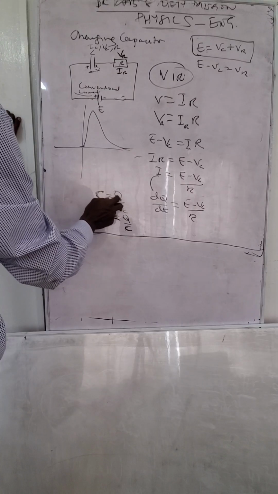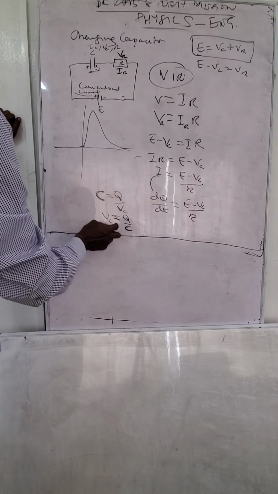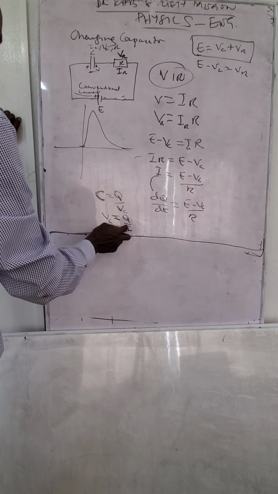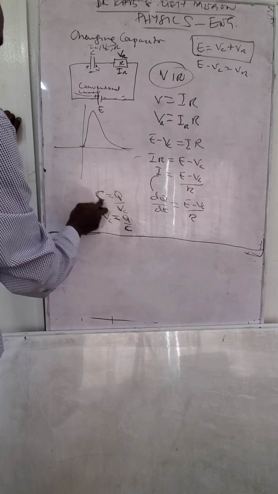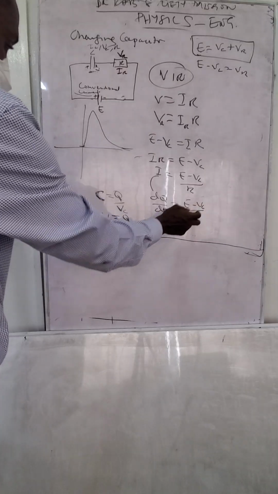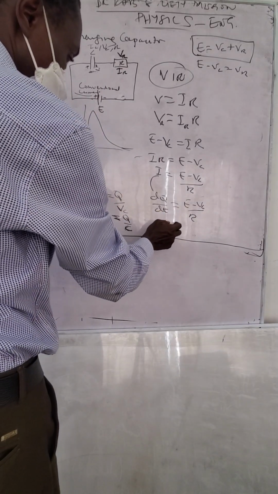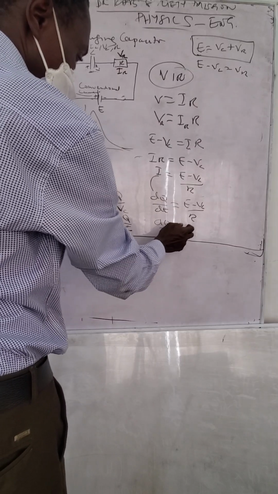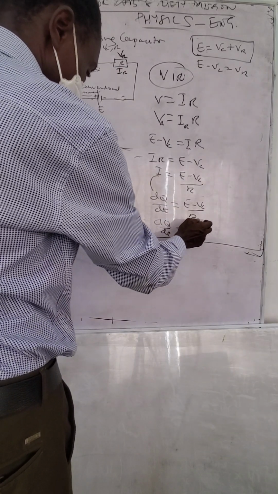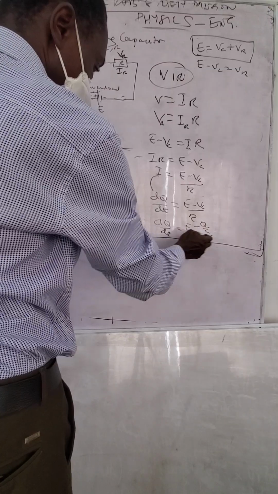This is the charge, the capacitor is charged. So VC is equal to Q over what? This is equal to Q over C, the capacitance. You can put that here. So that will be dQ over dt is equal to what? E minus Q over C, all over R.